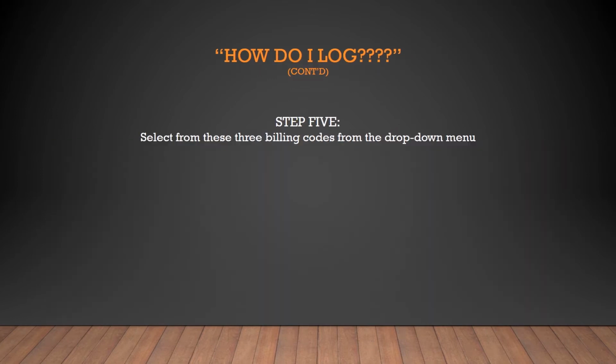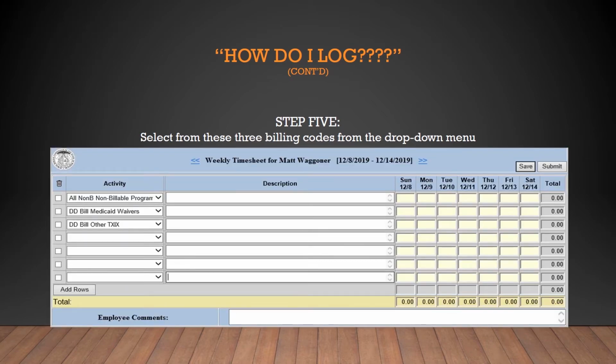Step five, we're going to select from 3 billing codes from the drop-down menu. So here you've identified 3 codes that you will utilize most often. Non-billable, DD bill Medicaid waivers, that's for any of the time that you research and process people so that they can transfer out of the information system and back to support coordination.